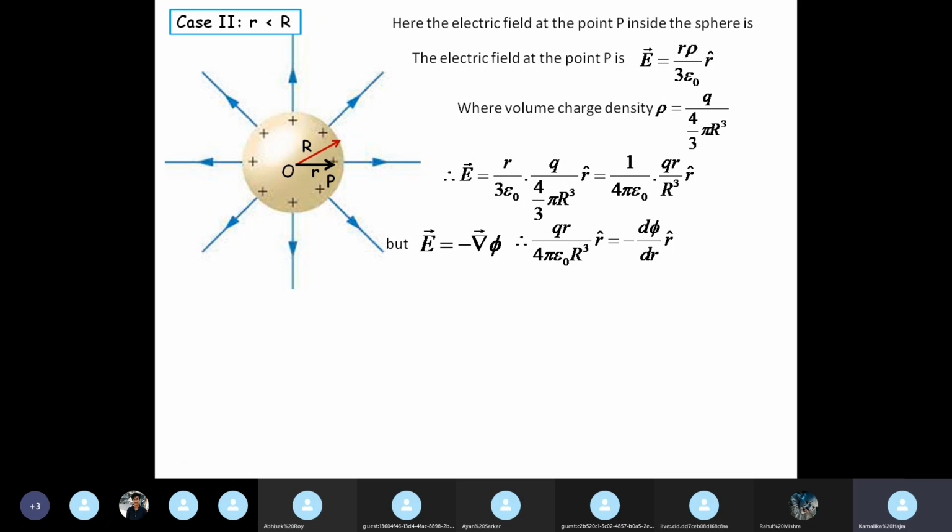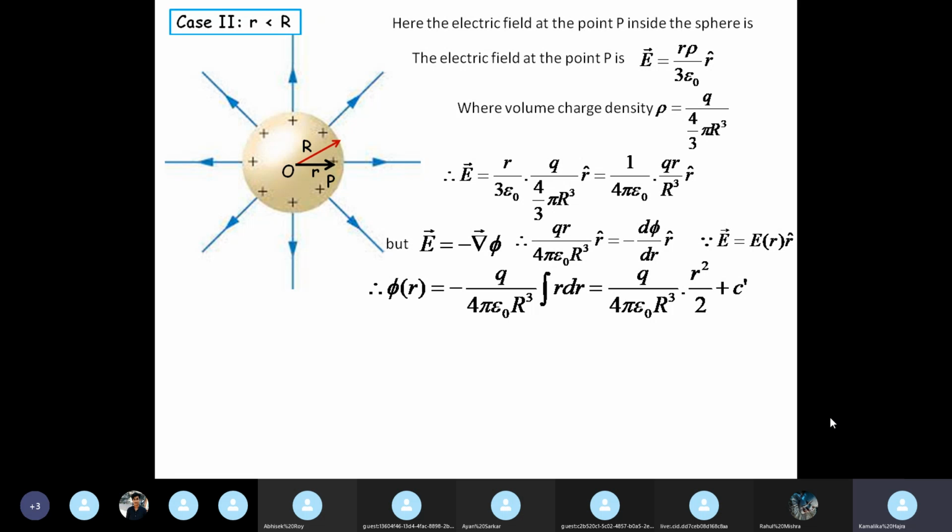So once again we will get phi by integrating this term over here. So phi is equal to q by 4 pi epsilon naught capital R cube, integration r dr. So equal to q by 4 pi epsilon naught capital R cube into r squared by 2 plus constant of integration. Now how will we find out the constant of integration over here?